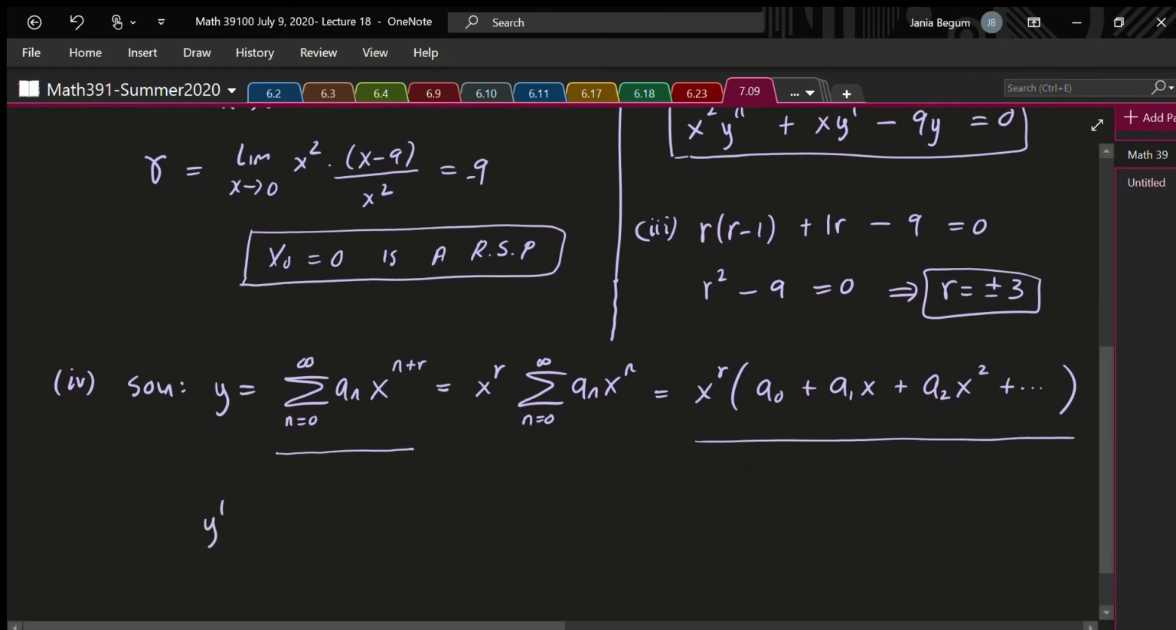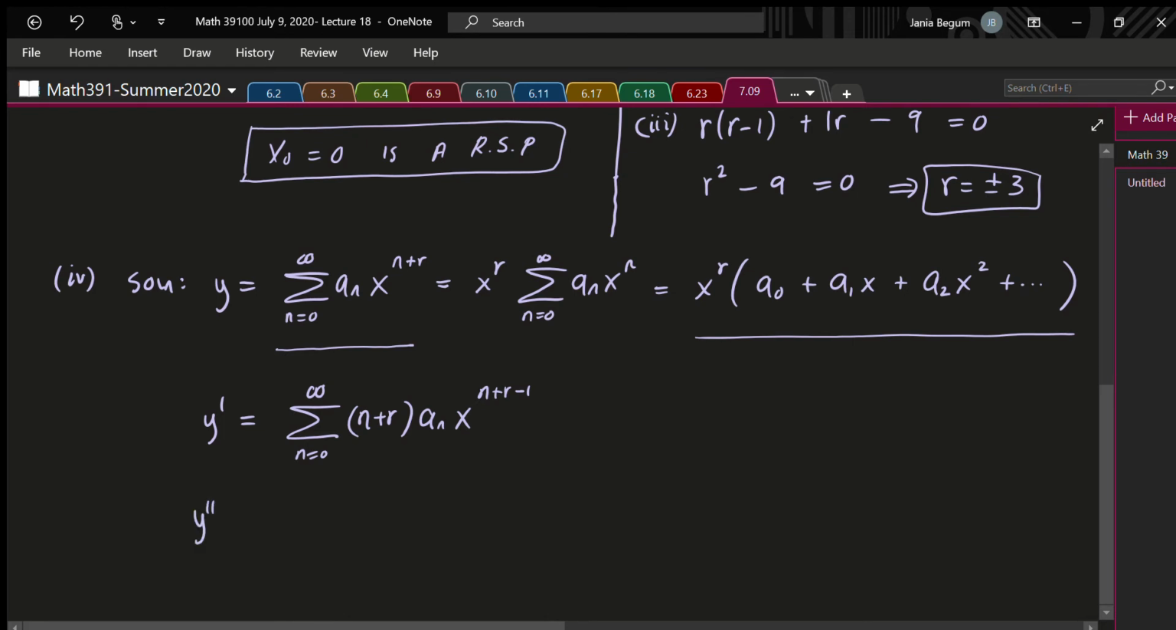So y prime is going to be the sum n equals 0 to infinity. So we take the derivative of this formula. We have (n plus r) times a_n x to the n plus r minus 1. And then we take its second derivative. That would be the sum starting at n equals 0 to infinity (n plus r) times (n plus r minus 1) a_n x to the n plus r minus 2. So these are the expressions for the first derivative and second derivative.